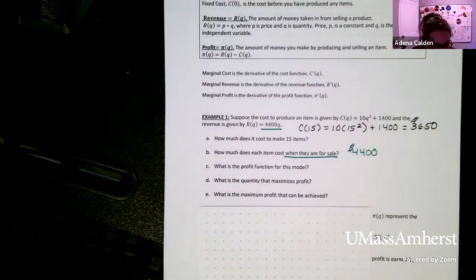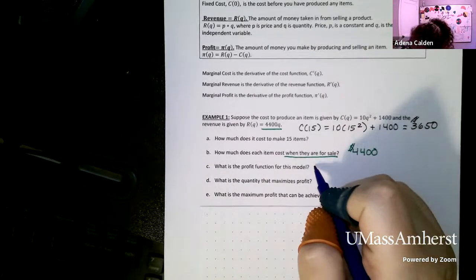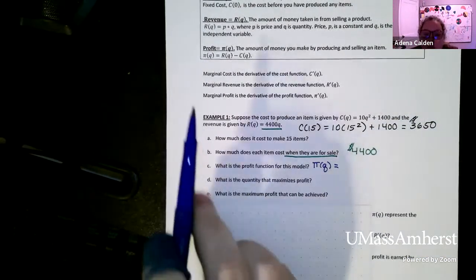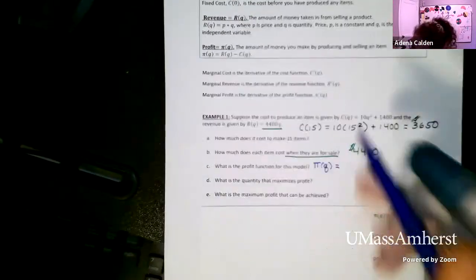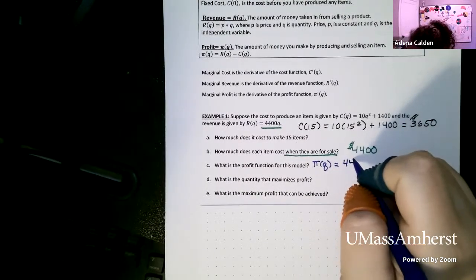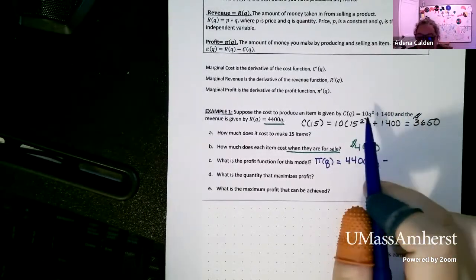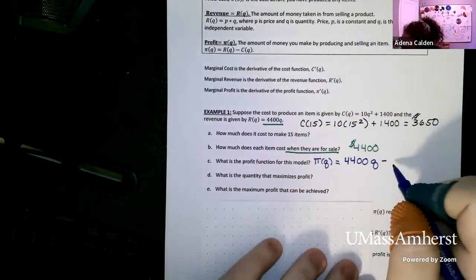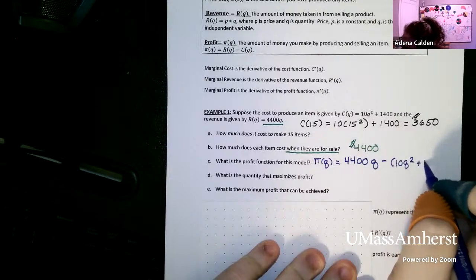Okay, so for part C, we're looking at what is the profit function for this model. And as a reminder, our profit function is going to be revenue minus cost. So we want to take our revenue function, which is 4,400Q, minus our cost function. Now, because our cost function has more than one term in it, we really want to use parentheses because that minus has to go to both terms.